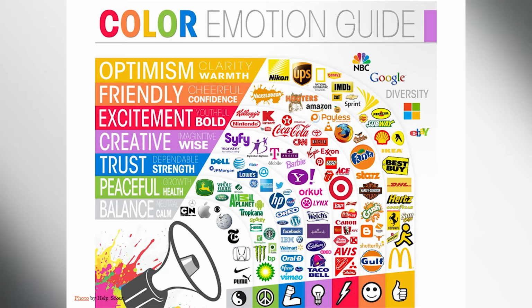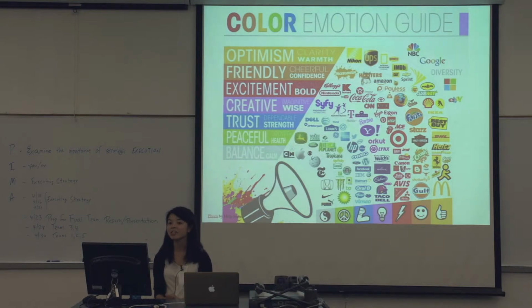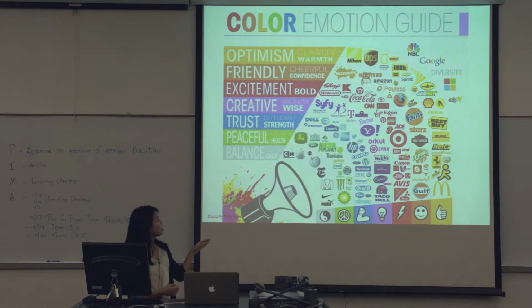And then I want to talk a little bit about the color emotion guide, because when you choose colors, you want to make sure that the color scheme matches whatever it is that you're trying to advertise or market. So if you're going to be selling sustainability, pink might not be the best color choice for that. And you can see that these different brands choose their colors for their logos based on what kind of feel they want to portray.